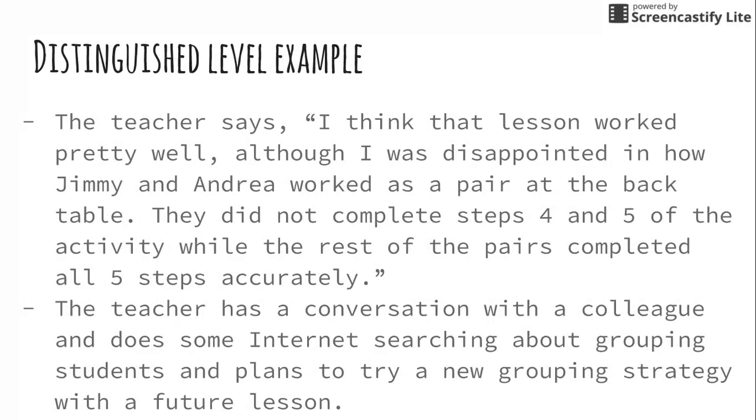Now here's a distinguished level example because we are looking at Danielson's rubric. So, again, the rubric goes all the way from unsatisfactory to distinguished. So you can see the teacher is going back and reflecting on the lesson. The teacher would say, I think that the lesson worked pretty well, although I was disappointed in how Jimmy and Andrea worked as a pair at the back table. They did not complete steps 4 and 5 of the activity, while the rest of the pairs completed all 5 steps accurately. So now as the teacher, there's been some reflection.